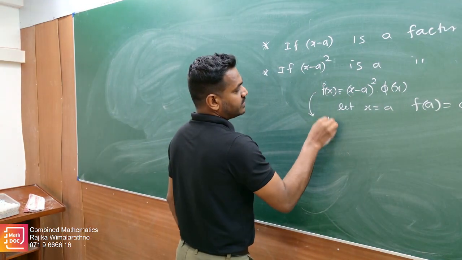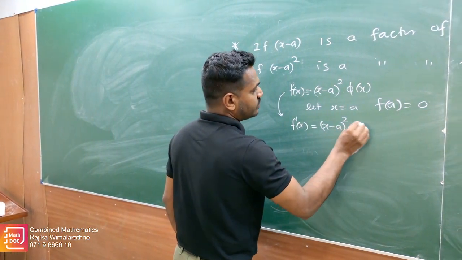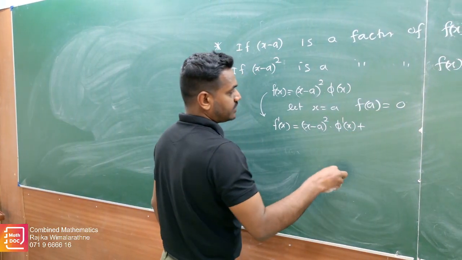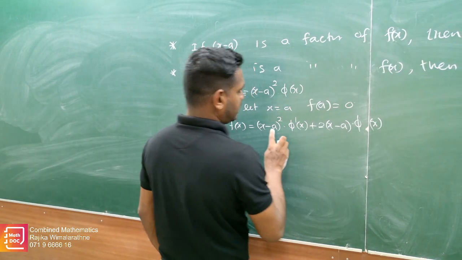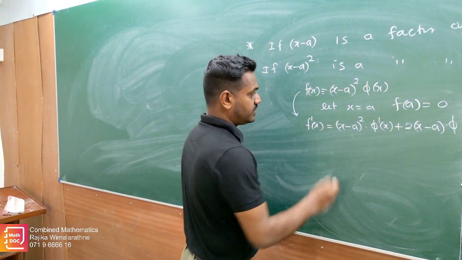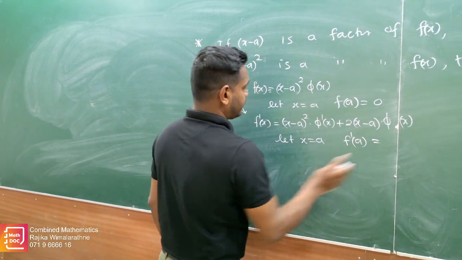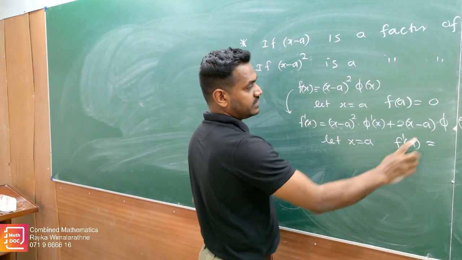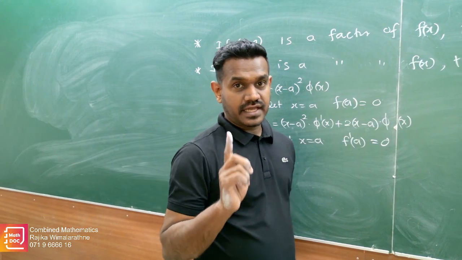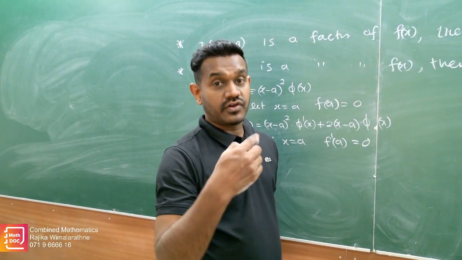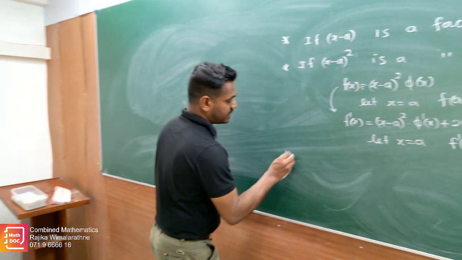Then we differentiate this, we call it the derivative. f dash x equals (x minus a) squared into i dash x plus 2 into (x minus a) into i x. That's how we differentiate. Now let x equal a. Therefore, see f dash a. Here this part is 0, this part is 0. f dash a is 0. That's why I told you, when (x minus a) is a twice-repeated factor, then corresponding to that, f a is 0 and f dash a are both 0. Then it goes like that.